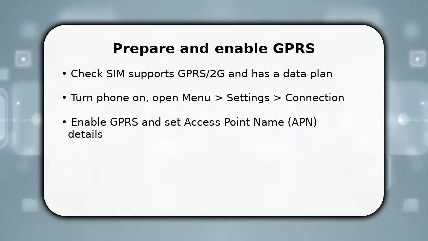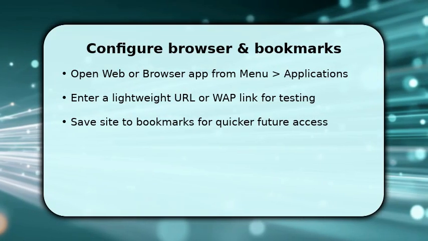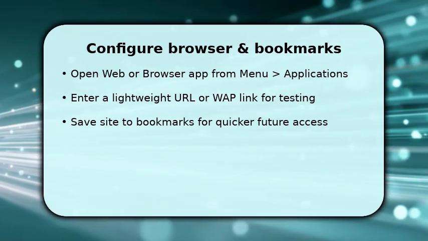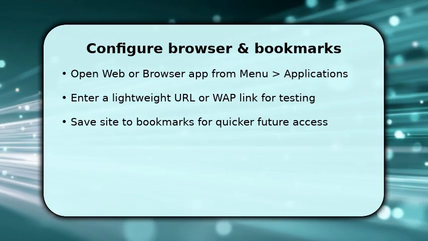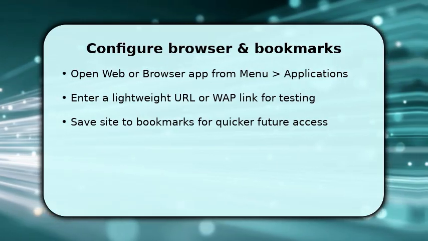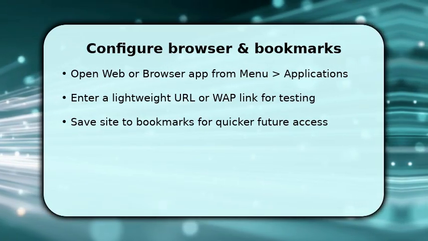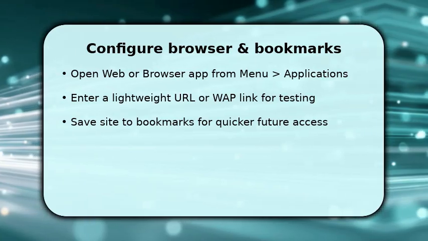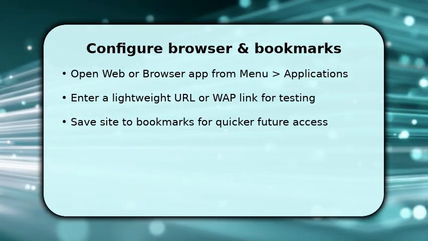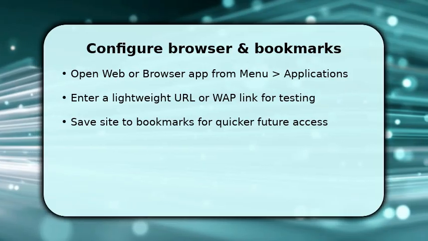Once GPRS is active, open the built-in browser, Menu, Applications, Web. You should enter a lightweight, mobile-friendly URL or your carrier's WAP gateway to test responsiveness. If the page loads slowly, wait a few seconds. The 3310 handles tiny pages best.